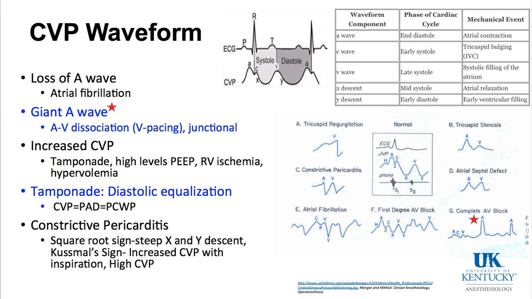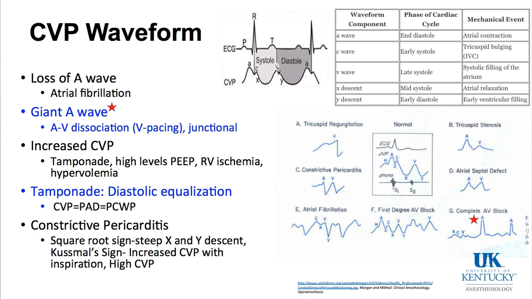Up at the top, the CVP waveform is shown in its relationship to the electrocardiogram. You can see that there are 3 positive deflections and 2 descents. There's the A, C, and the V wave, which are positive deflections. The A wave is due to atrial contraction and occurs after the P wave. The C wave occurs after the QRS complex and is related to the tricuspid valve bulging into the atrium as the ventricle contracts and pushes it upward.